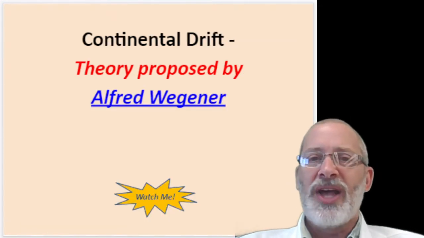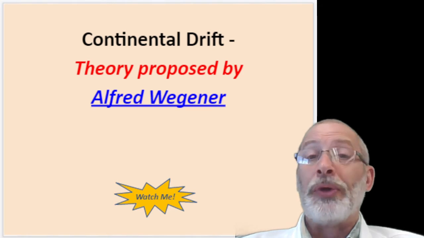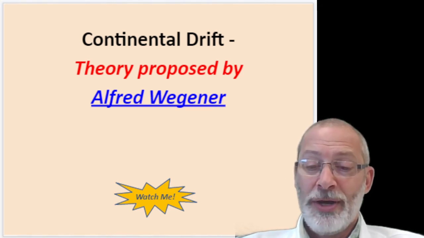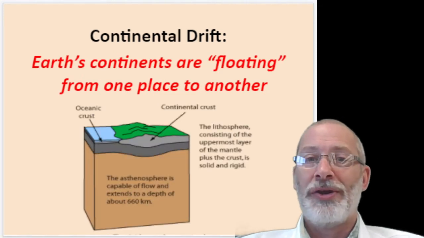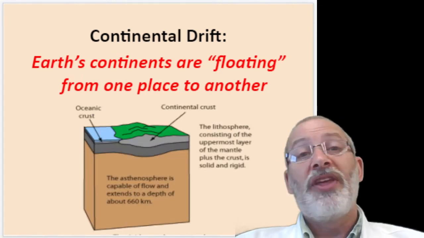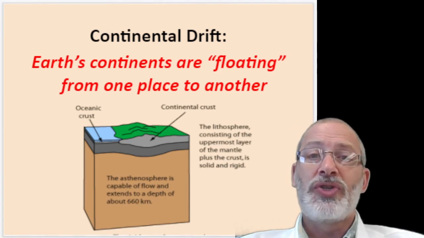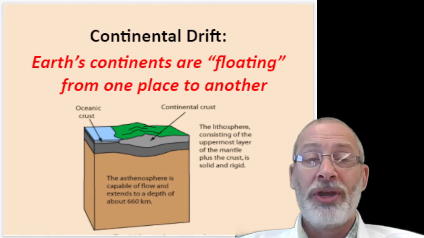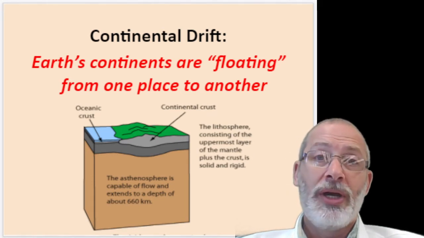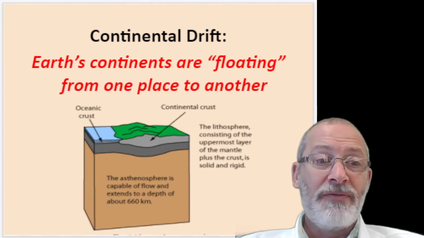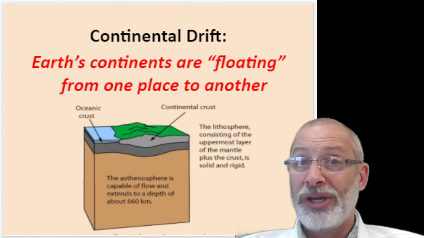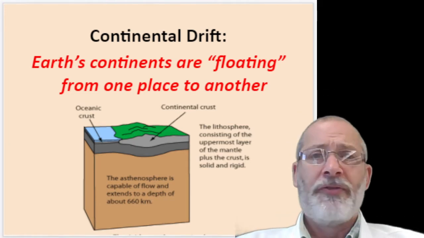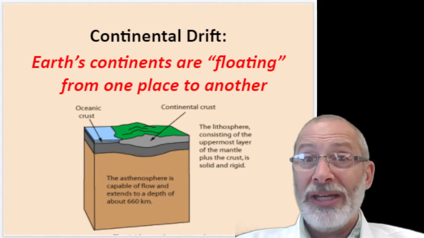And with this observation, he came up with the theory of continental drift, proposed by Alfred Wegener. And this continental drift theory, many years ago, suggested that the Earth's continents are floating from one place to another. Now, we have certainly built upon this theory and actually have proven it, and we can actually observe it today. But for many years, nobody believed it.